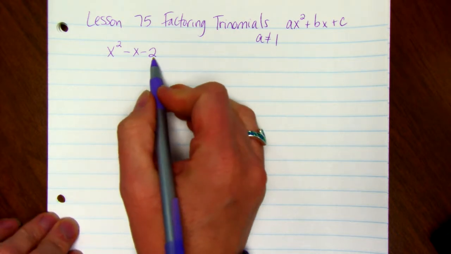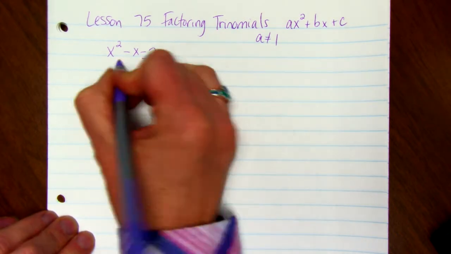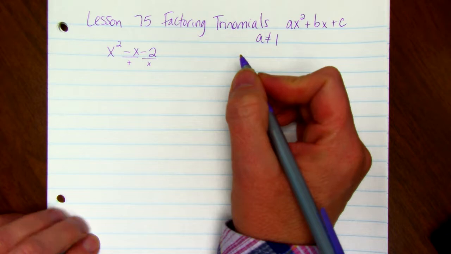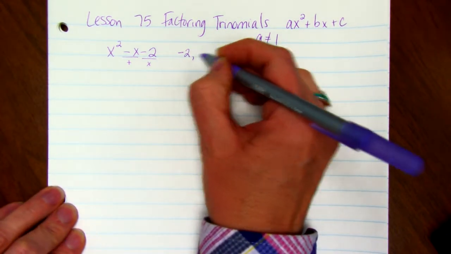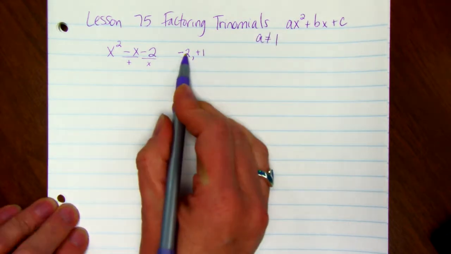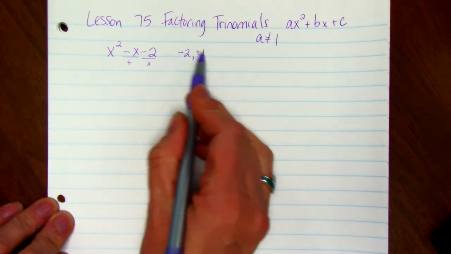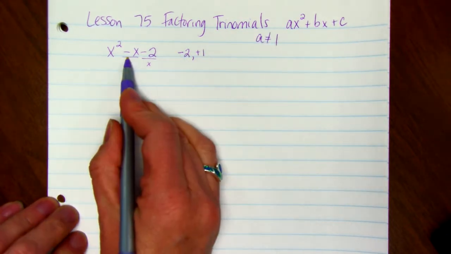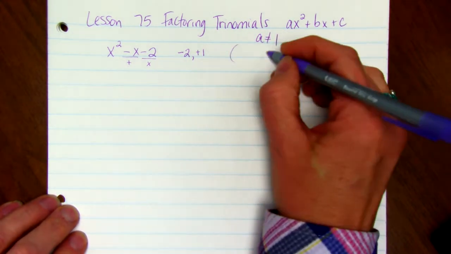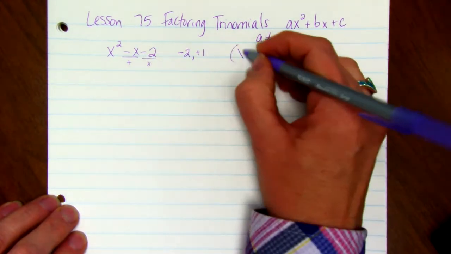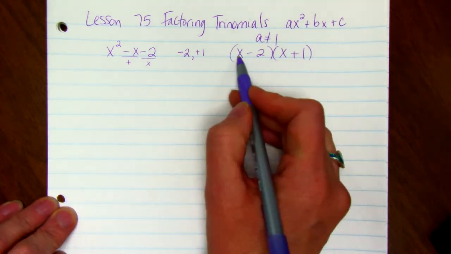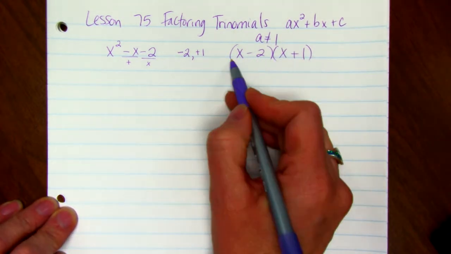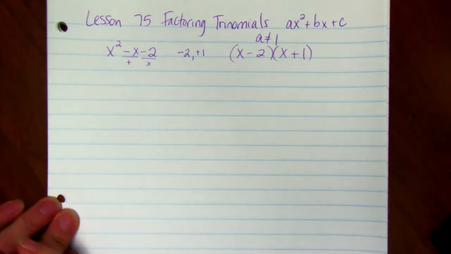You want to find two numbers that multiply to get -2 and add to get -1. So if you went -2 times a +1, that multiplies to -2, and when you add them together, you get -1. So these are the two numbers that you put in parentheses with your x. And you can check by FOILing. So x squared minus 2x plus x is minus x minus 2.